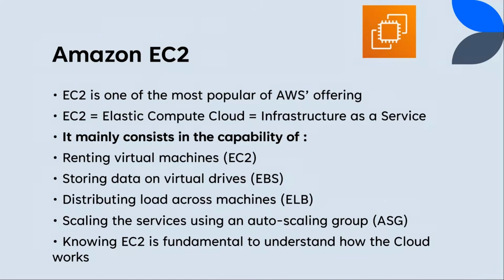Okay, so it mainly consists of renting virtual machines, storing data on virtual drives, which we are going to see in detail, and also distributing load across machines, which is ELB, elastic load balancing. And scaling the services using an auto scaling group, ASG. Basically, an auto scaling group automatically increases and decreases, meaning it scales out and scales in your EC2 instances as per requirements. We are also going to see that in detail later on. And knowing EC2 is fundamental to understand how the cloud works.